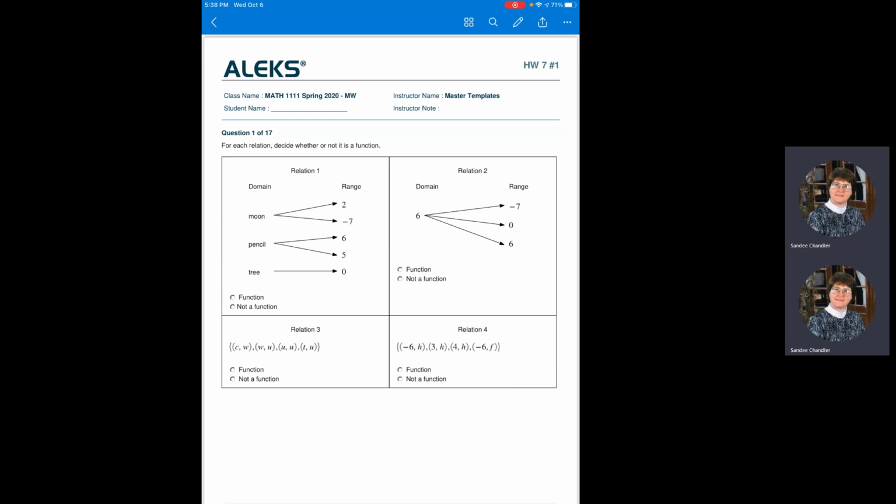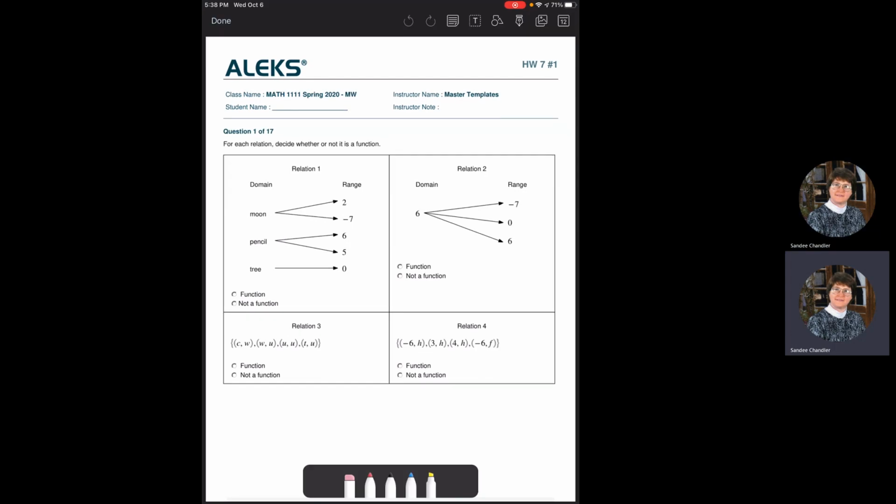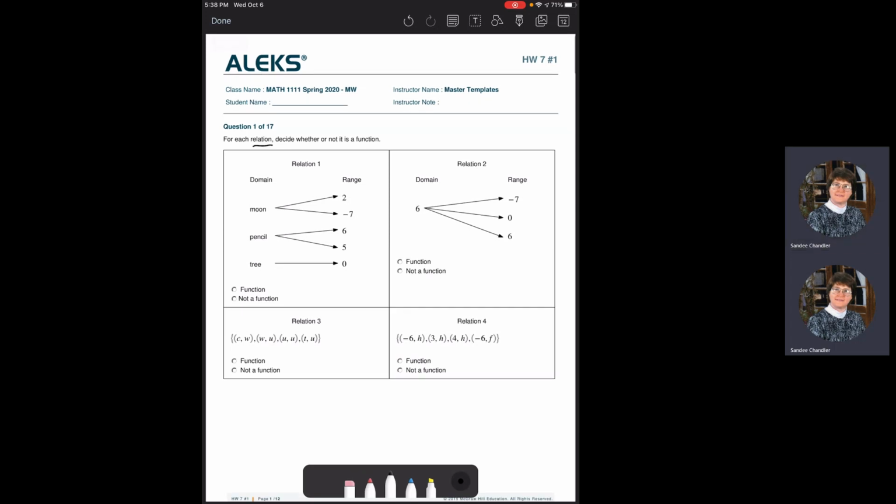So number 1, we see that we're asked for each relation, we have to decide whether or not it's a function. So you can think of functions this way. The things on the left are maybe people, the domain, and the range could be ages. One person cannot be two separate ages, but 2 or 3 people could be the same age.